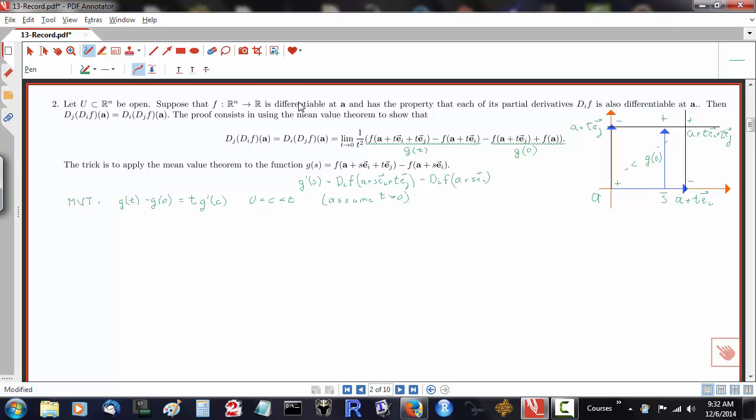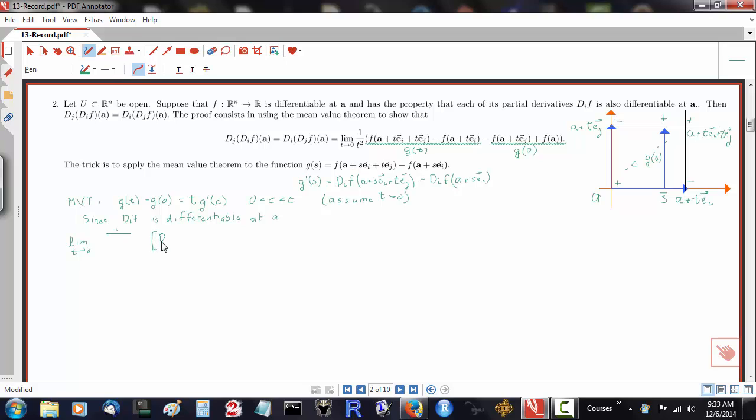Now, we're assuming not only that f is differentiable at a, but that also each of its partial derivatives is differentiable at a. So I'm going to use that fact, since d sub i f, a perfectly good function, is differentiable at a, we can use the definition of differentiable. We take the limit as t approaches 0 of 1 over the length of the increment. Let's figure out what that is.